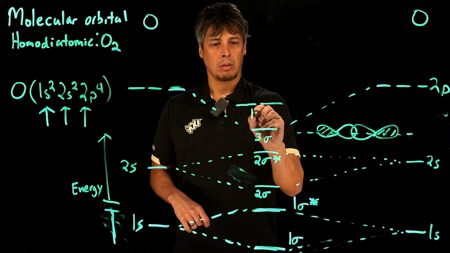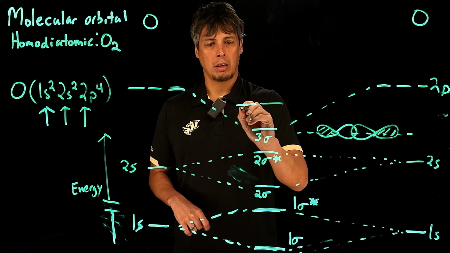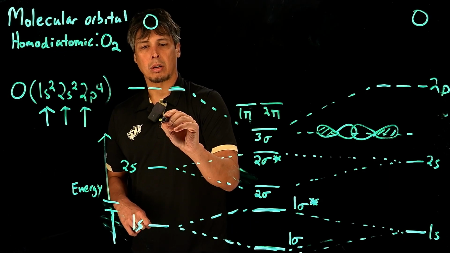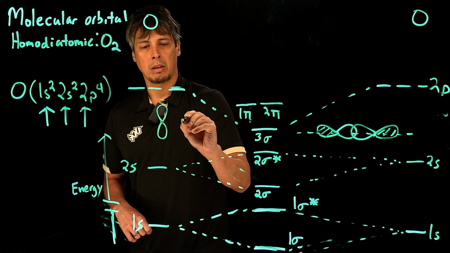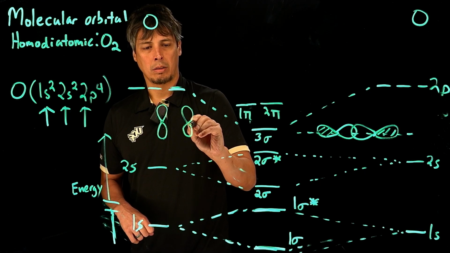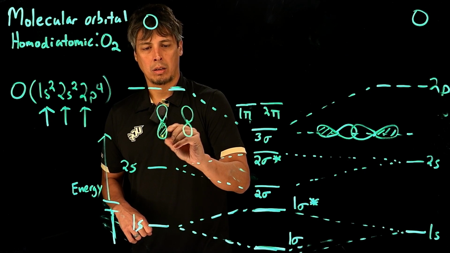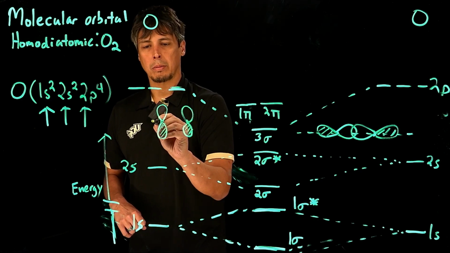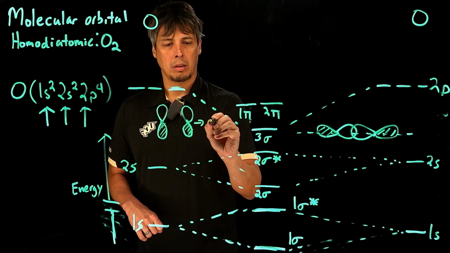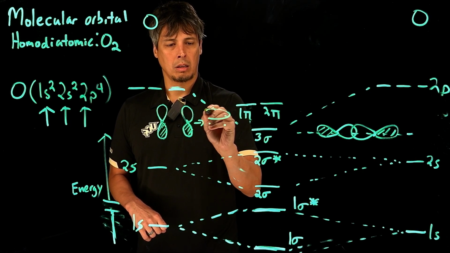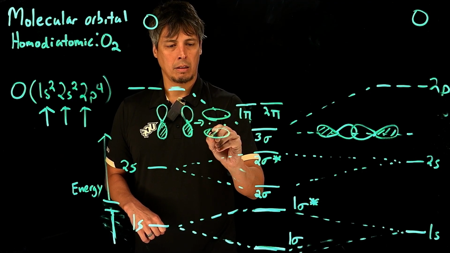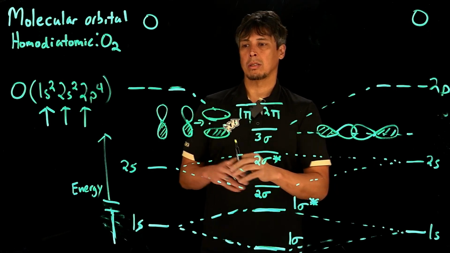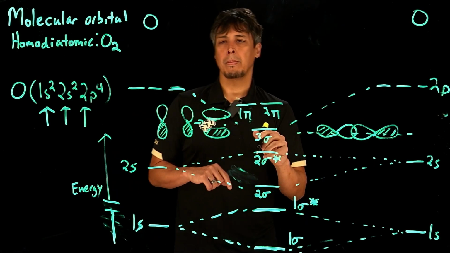Okay, 1 pi, 2 pi, right? And these are constructed, for instance, from the px and py orbitals that are parallel to each other, and so we end up with something that looks like this for our pi symmetry. And remember, that's doubly degenerate because you can construct this out of the px-px and the py-py. Okay.